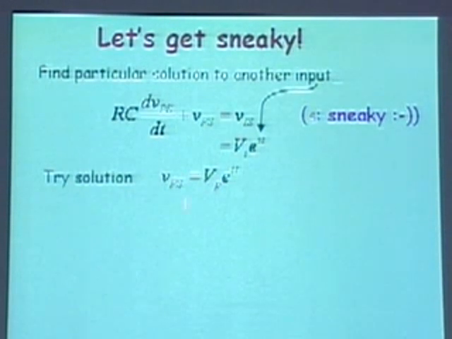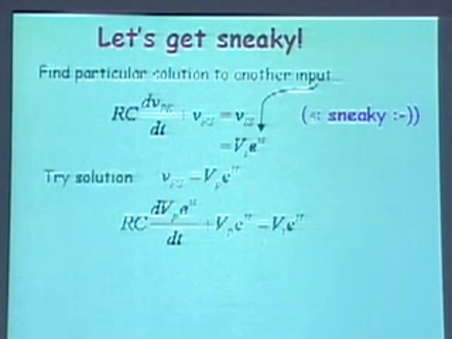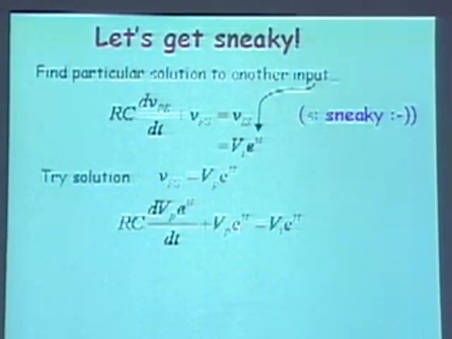So let's try a particular solution, Vp e to the st. My input is Vi e to the st. I'm trying to solve the circuit for a different input. And let me try a solution Vp e to the st and see if that works out nicely. So I substitute Vp e to the st into my equation here. So RC Vp e to the st, and so on.